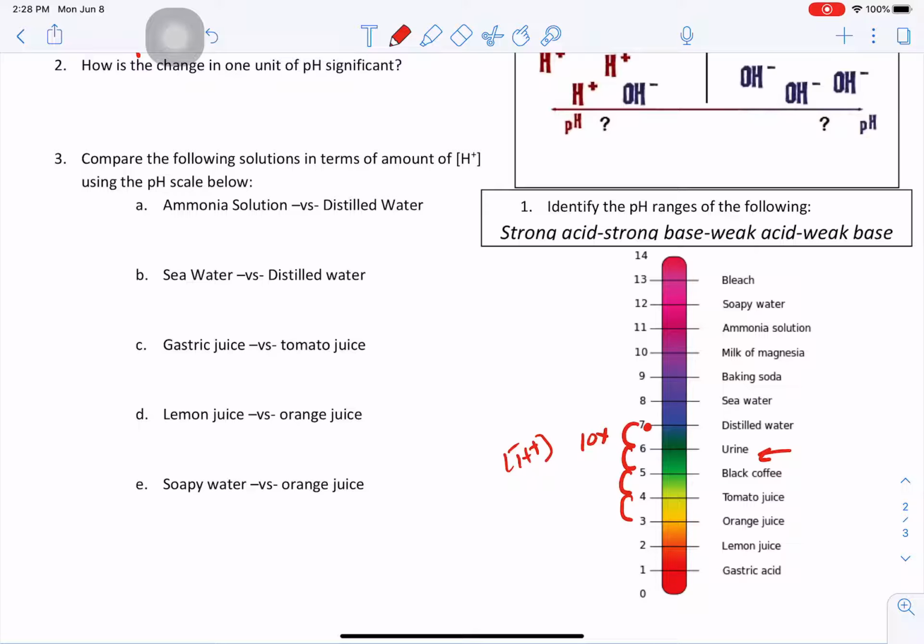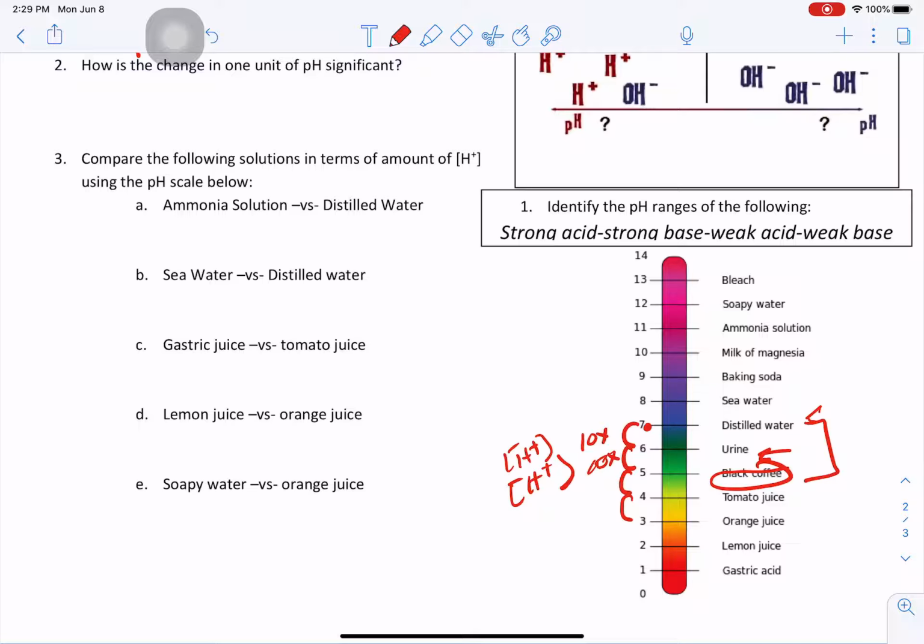So let's go another jump. Let's say we're looking at distilled water and black coffee. So that's 10 times. So this jumps 10 times. This is 10 times. So this is 10 times 10, which is 100 times. So black coffee is 100 times more concentrated with H+ ions than distilled water.